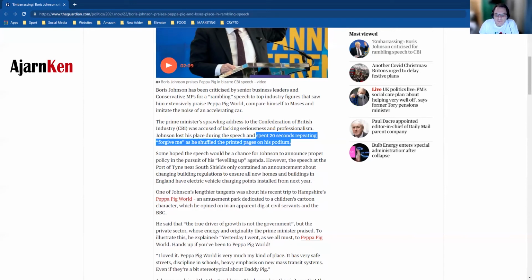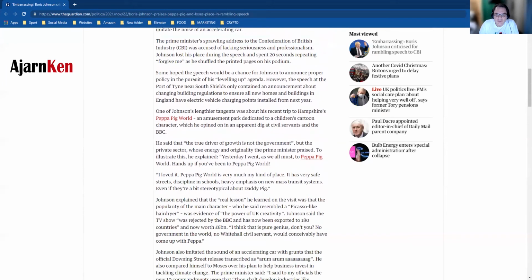Some hoped the speech would be a chance for Johnson to announce proper policy in the pursuit of his levelling up agenda, whatever levelling up means. However, the speech in South Shields in England only contained an announcement about changing building regulations. So they were hoping that the speech would have more information, but it only contained something about changing the building laws and requirements for new homes.